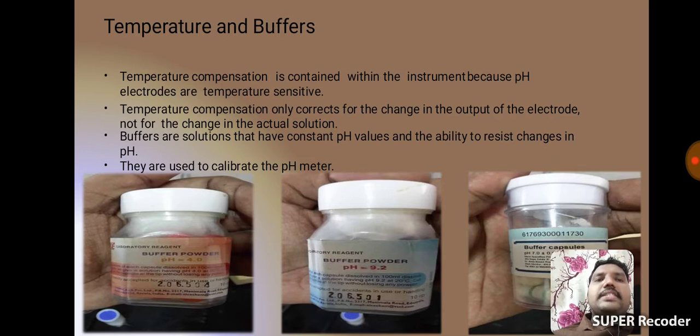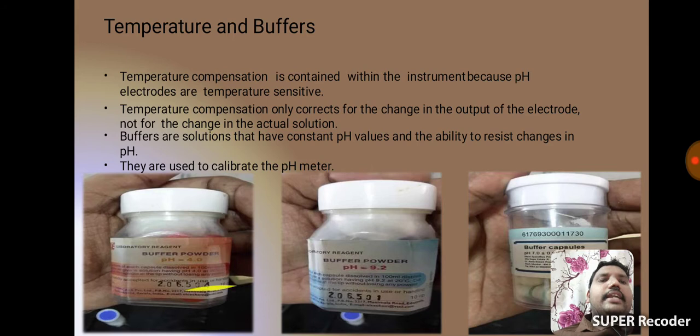Temperature compensation is contained within the instrument because pH electrodes are temperature sensitive. Temperature compensation only corrects for the change in the output of the electrode, not for the change in the actual solution. Buffers are solutions that have constant pH values and the ability to resist changes in pH. They are used to calibrate the pH meter.